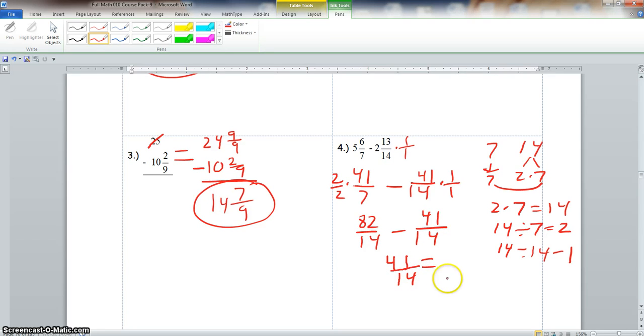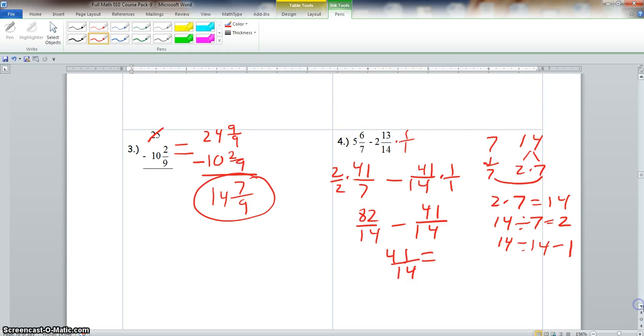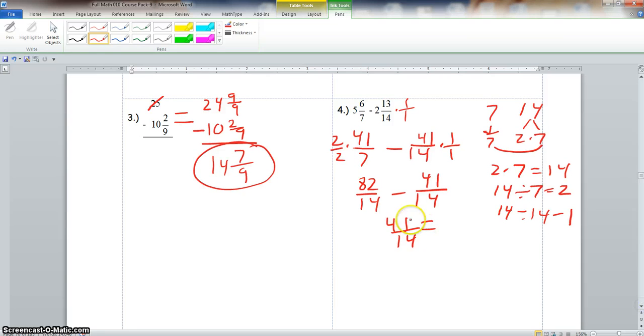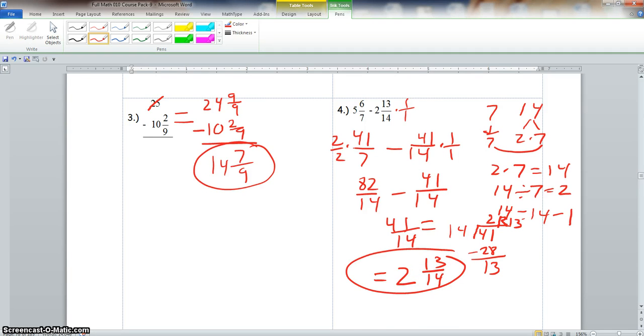Now we have to change this to a mixed number. So we could go off here to the side, and we could take 14 into 41. 14 goes into 41 2 times. 2 times 14 is 28, and that leaves you 13. So our remainder is 13. So now our final answer is 2. The denominator is 14, and your numerator is 13. And that is it for that problem.